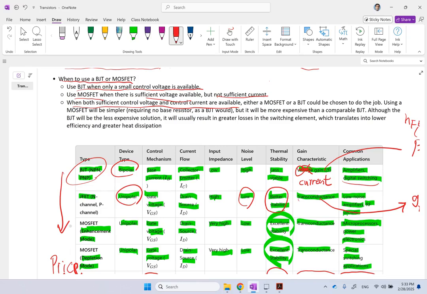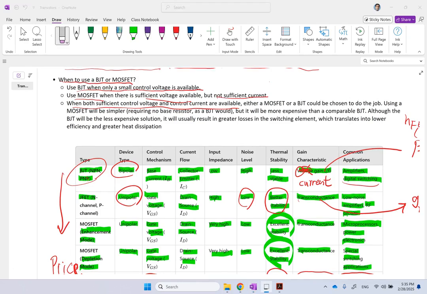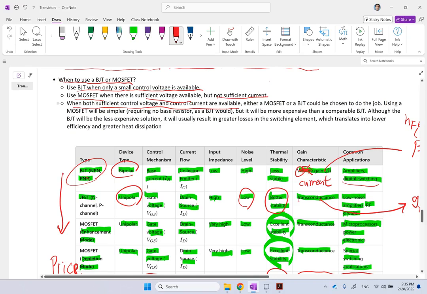But if you don't care about that and you care about the price, then of course you want to go with a BJT because BJTs are cheaper, and MOSFETs are more expensive. Now remember, MOSFETs mostly do not need a base resistor, but still they are more expensive. And so this is all about what it is that you want to do. Do you care about the price? Do you care about the thermal stability? Do you care about the noise?